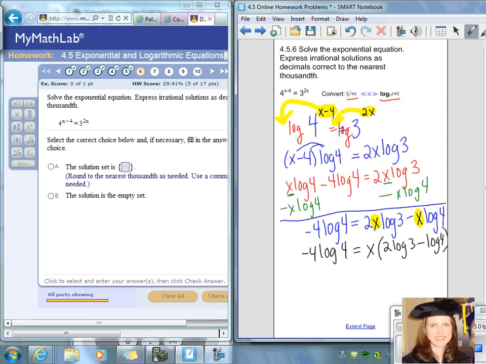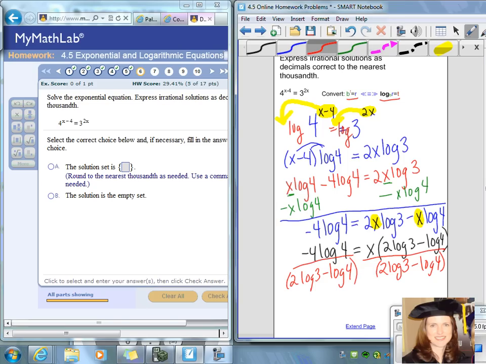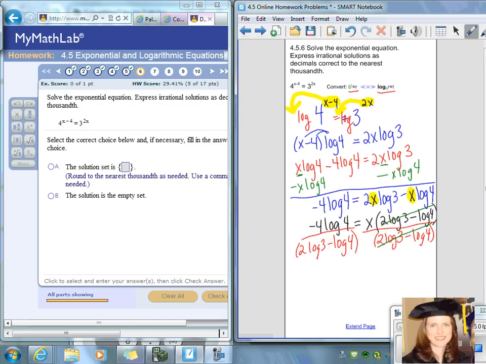Now the goal in solving the equation is to get the variable x by itself. We are going to divide both sides by this big common factor 2 log 3 minus log 4. Divide that on both sides. And when you do that, the 2 log 3 minus log 4 is going to divide out. So you do end up with x all by itself. So the solution to the equation is x equals all of this.